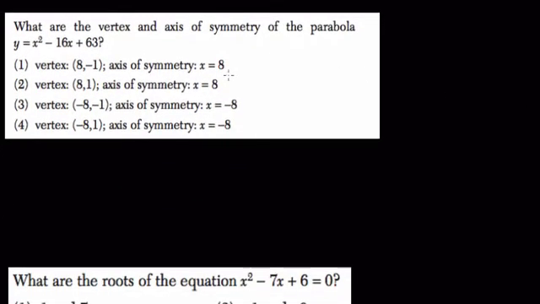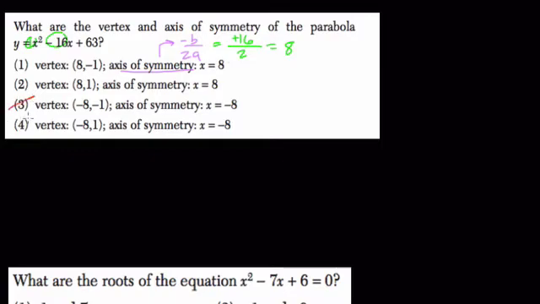What are the vertex and axis of symmetry of this parabola? x squared minus 16x plus 63. Okay, well, the axis of symmetry, and this is a formula that you will need, is always equal to negative b over 2a. So what's our b term here? Our b term is negative 16. So negative b is positive 16 over 2a. A is just 1. It's not written here, but it's 1. So 2 times 1 is 2. And that's 8. So the axis of symmetry is x equals 8, not negative 8.